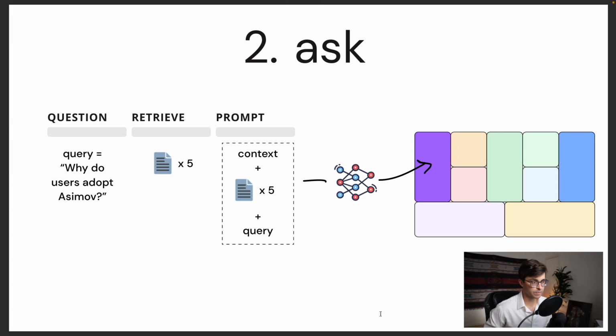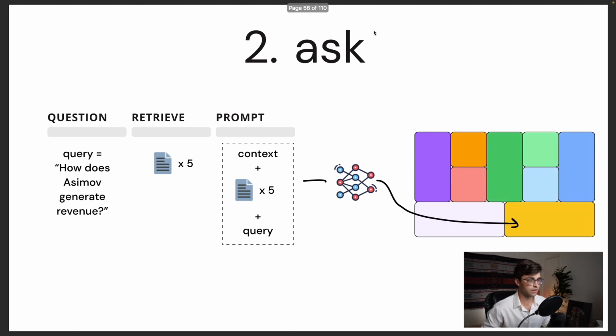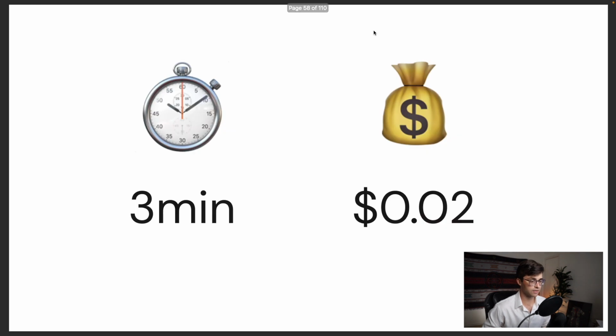And then, of course, you repeat this for all the other sections of the lean canvas, but you're changing the query that you ask the AI. So, why do users adopt Asimov? And then you retrieve the 5 most similar documents to this query, pass it into the prompt, and then the AI answers section 2 of the lean canvas, and so on and so on. And now we have a full lean canvas.